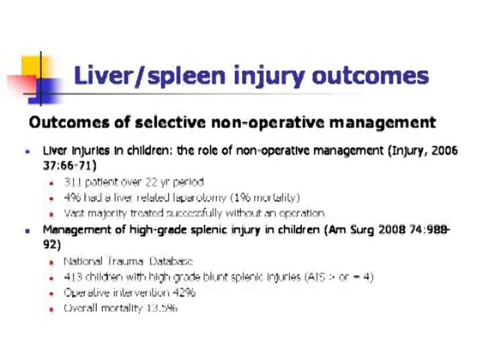And they had 311 patients over a 22-year period. 4% had a liver-related laparotomy, and they had about 1% in that group. But again, the vast majority were treated successfully without an operation. So I think that pretty well demonstrates that most of these injuries can be managed by non-operative management, but there are clearly patients that you need to operate on.